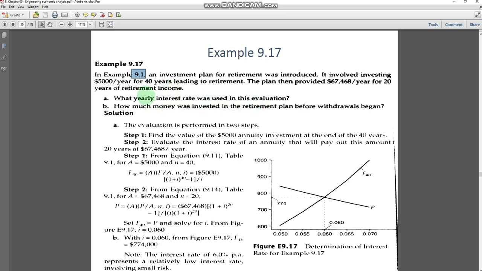So we have to first calculate what the interest rate is, and then how much money was invested in the retirement plan before withdrawals begin. Okay, so let us solve this example. This example basically has two parts, and the main interest is to calculate the interest rate. So how can we actually calculate the interest rate?